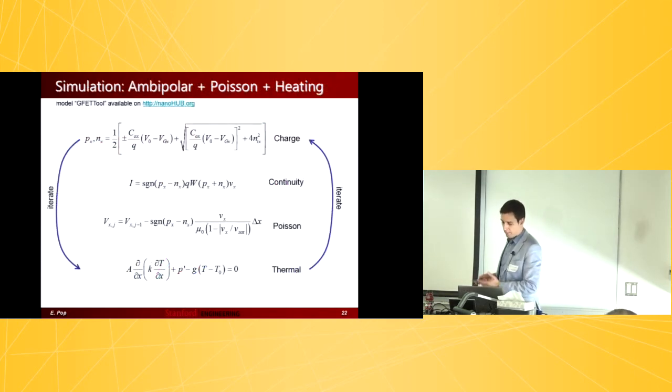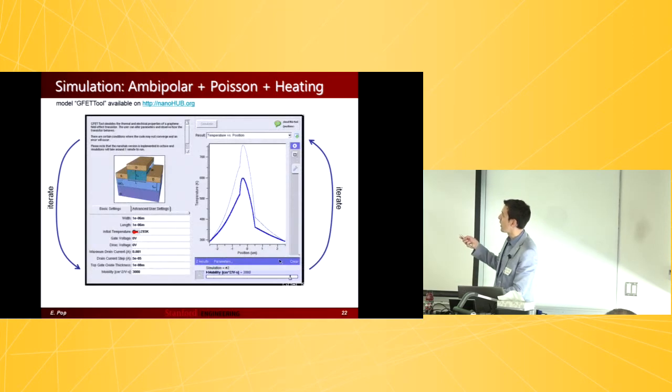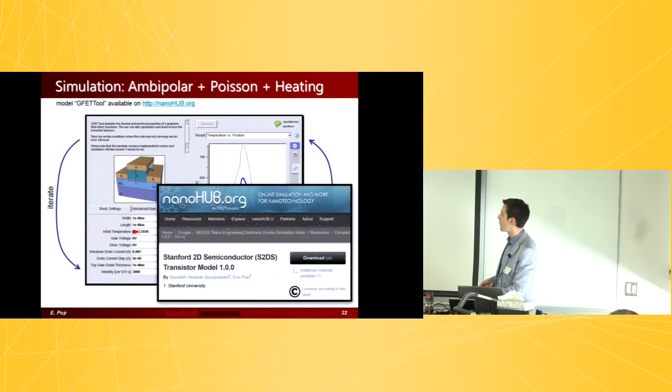Okay. I mentioned this model. I don't want to say too much about it except that it's an iterative solution of the charge, continuity, Poisson, and of course the thermal equations. This model is actually available on the NanoHub right now. It's called GFET tool, Graphene FET Tool. So if you really find this useful, or if you simply don't like the rest of the talk, you're welcome to try it out right now and let me know how it works.